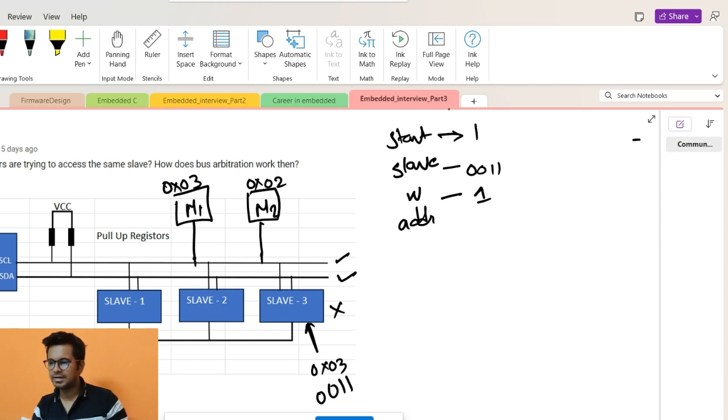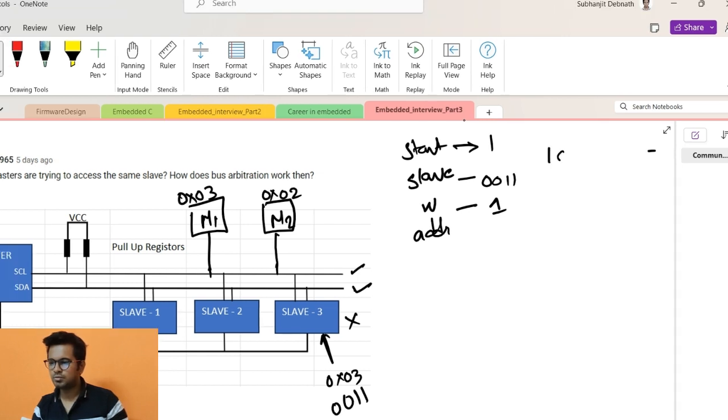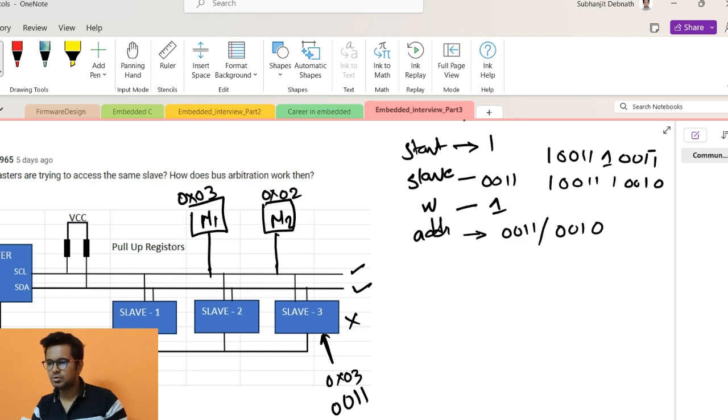So the entire data for both of them will be like this: 1001111. Up to this it is the same. After this, M1 will be sending the address as 0011, and M2 will be sending the address as 0010. So here also 0011 and then 0011100010. So ultimately M2 will win the arbitration as it sends the first 0. Okay, so this is how the thing will work.